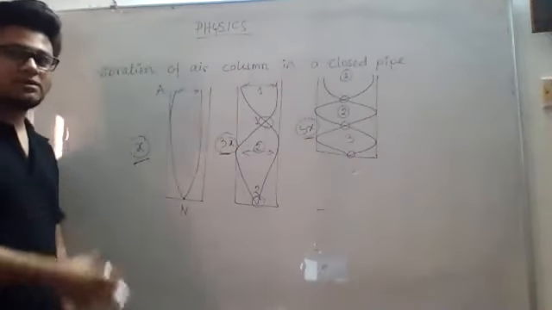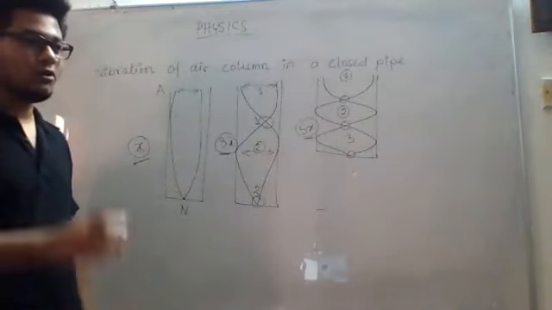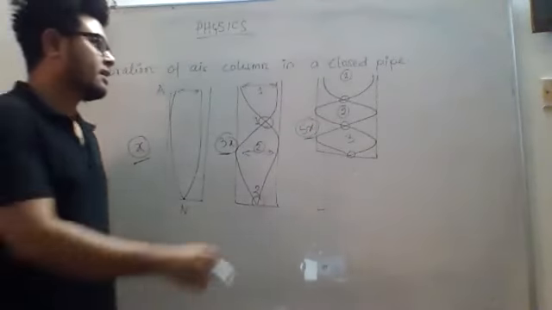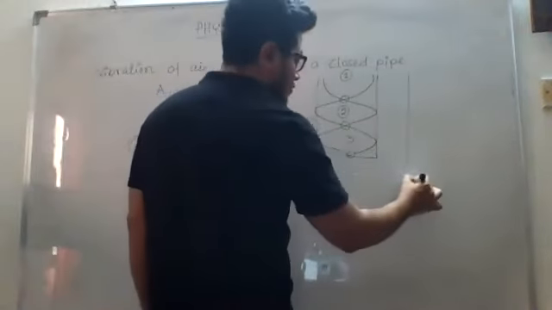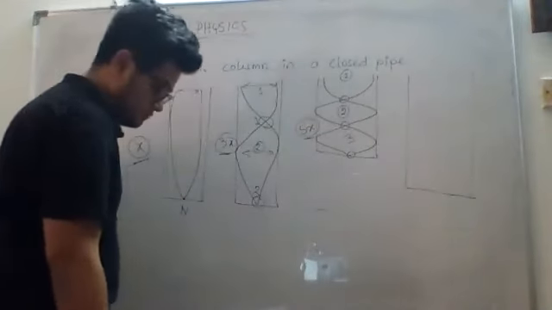Do you find any pattern here? Odd multiples, right? Only odd harmonics we will be getting. If I want to get the second, Sir? Tell me, sir, what happens if we take the even one?